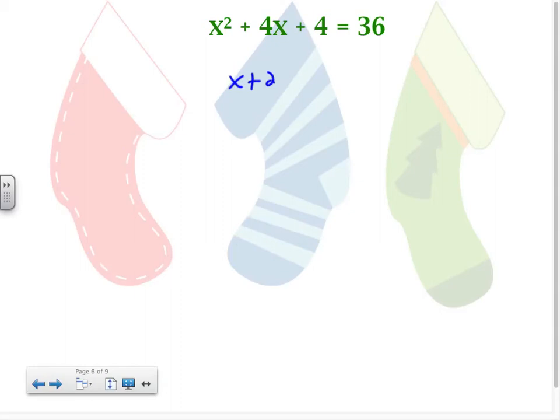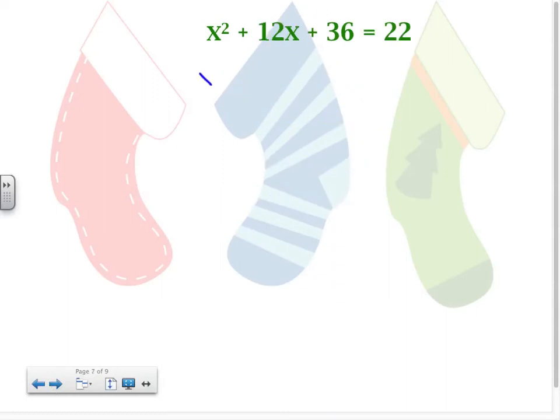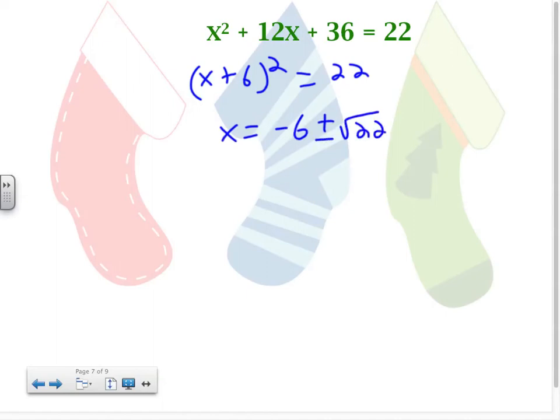X plus 2 squared is 36. So x plus 2 is plus or minus 6. X is negative 2 plus or minus 6. X is negative 8 and 4. X plus 6 squared is 22. X is negative 6 plus or minus the square root of 22. Just skip the step there. We have x plus 6 equals plus or minus the square root of 22. X equals negative 10.690, negative 1.310.